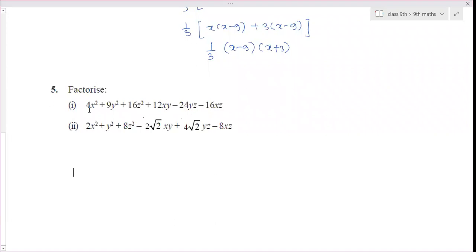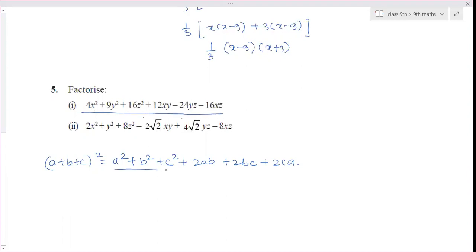This is possibly a square of some trinomial, because here you can see the first term square, second term square, third term square. Here we also have the product of first and second term, second and third term, and first and third term. This is only possible in the square of a trinomial. We have seen the identity a plus b plus c whole square is equal to a square plus b square plus c square plus 2ab plus 2bc plus 2ca. So we have to write this full thing in this form.